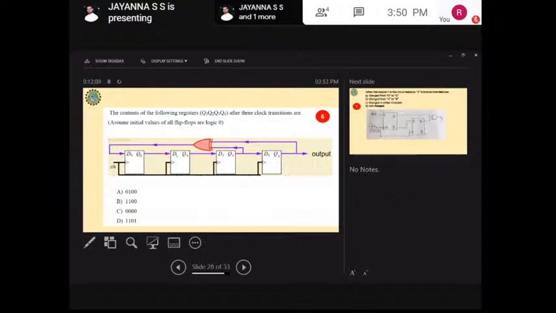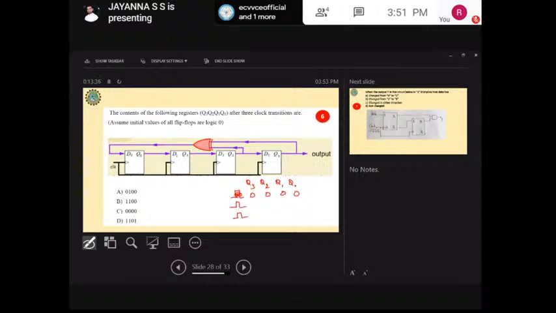Coming to this one, this is also one of the GATE questions. They asked for the contents of the registers Q3, Q2, Q1 and Q0 after 3 clock transitions, assuming initial values of all the flip-flops are logic 0. So first I'm going to write Q3, Q2, Q1 and Q0. I need to apply 3 clock pulses. Initially, before any clock, there is 0 here. I'm going to apply 3 clock pulses.